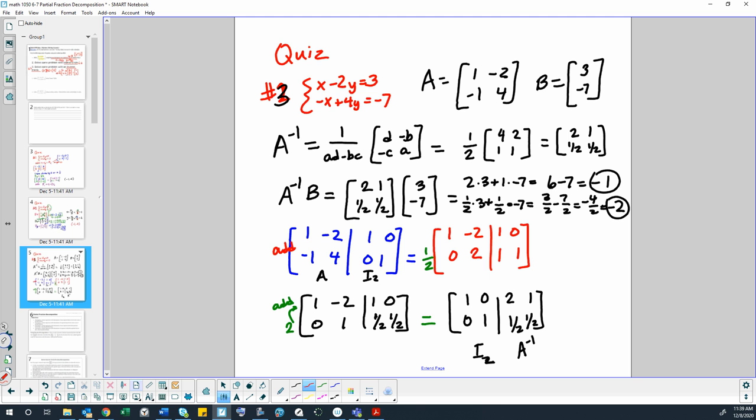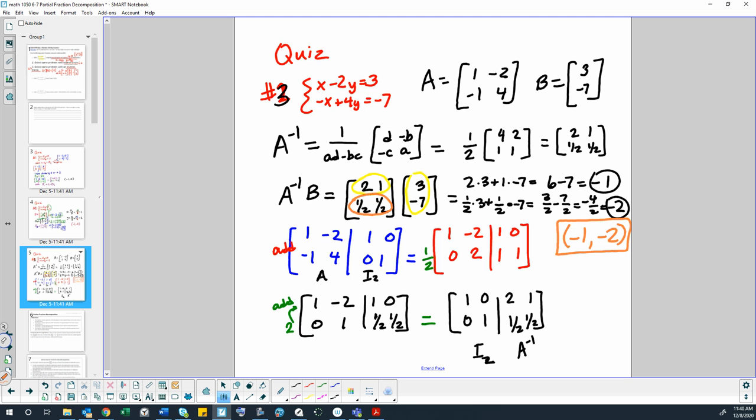So when we multiply, just a reminder how we do that, we take the row times the column. So 2 times 3 is 6, and 1 times -7 is -7. 6 minus 7 is -1. Then we take the bottom row times the columns. So 1/2 times 3 is 3/2. 1/2 times -7 is -7/2. 3/2 minus 7/2 is -4/2, which simplifies to -2. So that's the same exact answer right there, -1, -2.